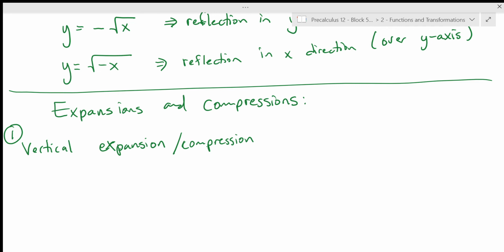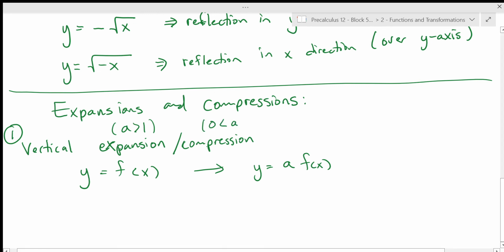So this is the first time we're actually going to change the shape. So we're looking for a vertical expansion or compression. We're looking at y equals f of x, and that is going to y equals some a times f of x. Okay? And it's an expansion if we have a greater than 1, and it's a compression if a is between 0 and 1.